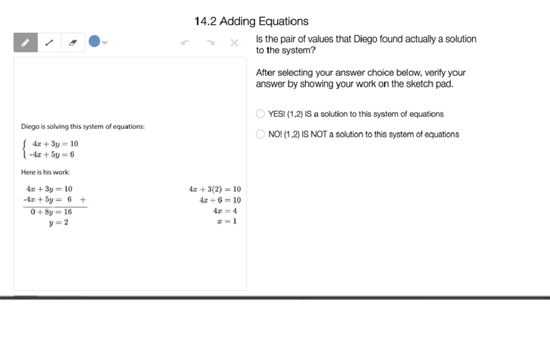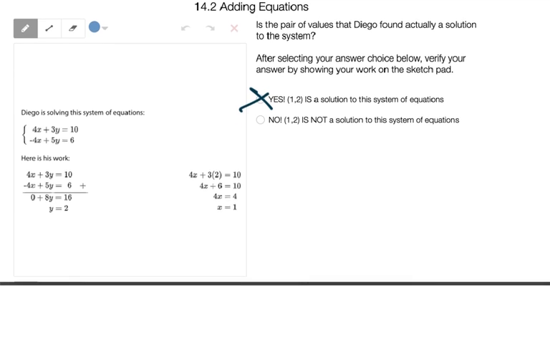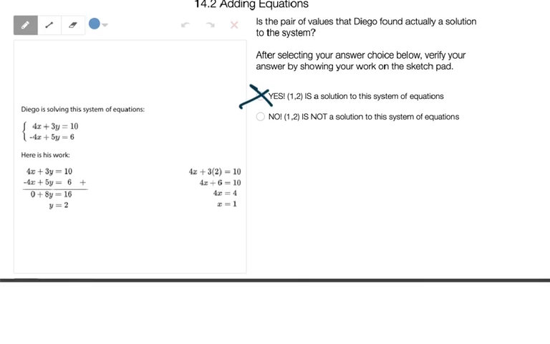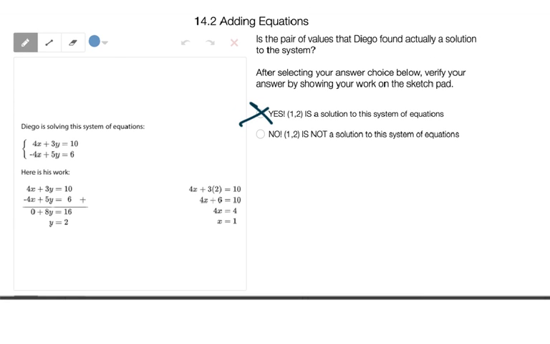Is the pair of values that Diego found actually a solution to the system? So what you're going to do is select your answer choice below, and then we're going to verify by showing our work on the sketch pad. So let's take a look. I'm going to assume that yes, it is correct, all right? And now we're going to verify it. How are we going to verify it? We're going to verify it by showing it on the sketch pad that is part of this slide.